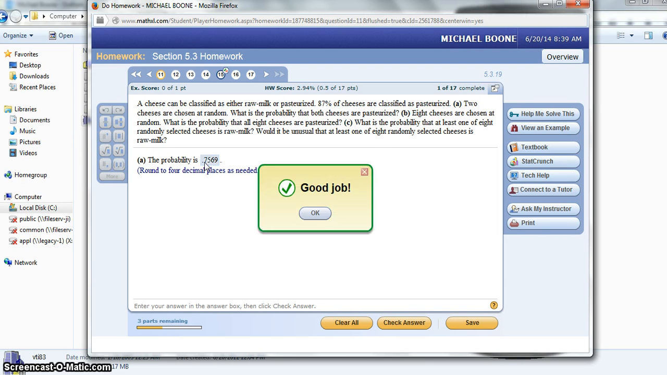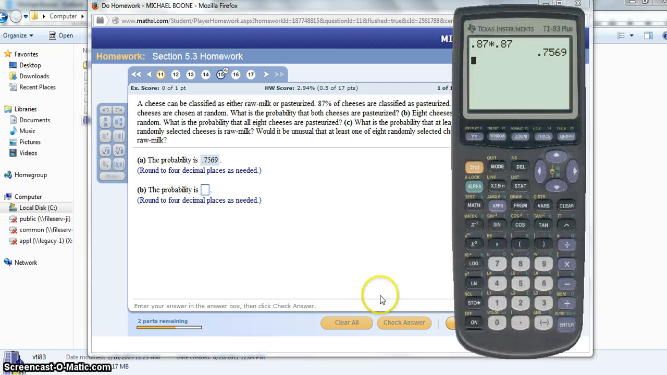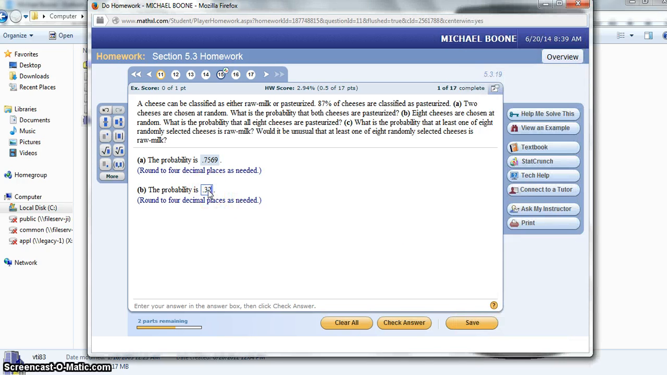Woohoo! All right. The next question says eight cheeses are chosen at random. What's the probability that all 8 are pasteurized? So again, this would be 0.87 times itself 8 times, which is the same thing as just using exponents. I could have done that on the one above and said 0.87 squared. So I'm just going to raise it to the 8th power. 0.87 raised to the 8th, and I get 0.3282.